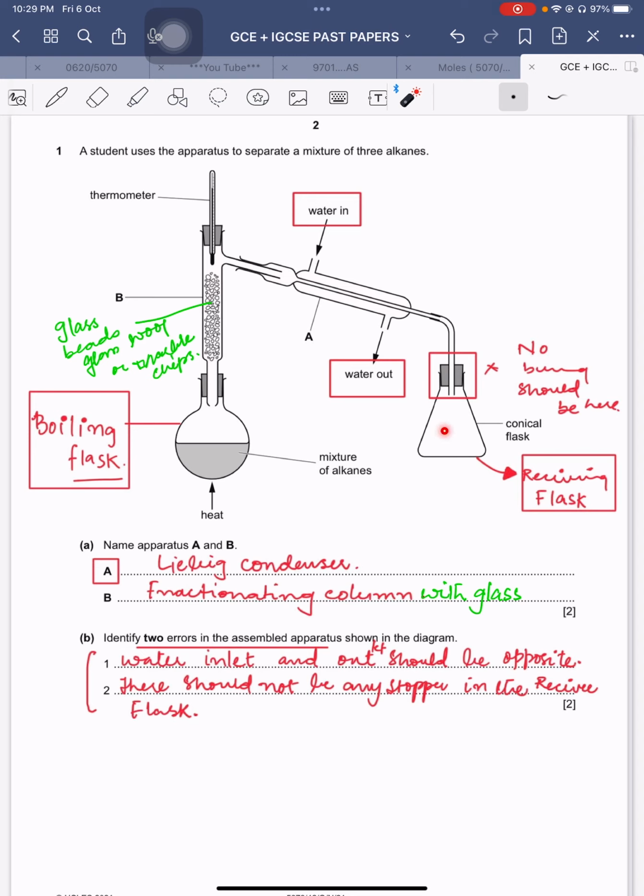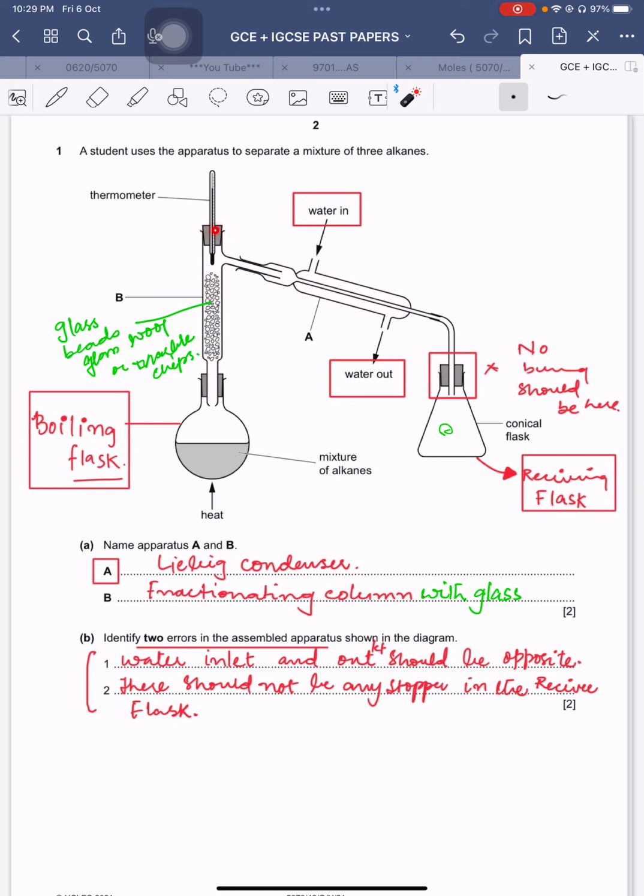So as a result, there might be a pressure development over here. Here we are going to discuss alkanes. Alkanes can have a boiling point much lower than that of water as well. So there is a possibility that a pressure may be developed over there. Due to that pressure, this flask may burst. So that's why the receiver flask must not have any bung or a stopper.